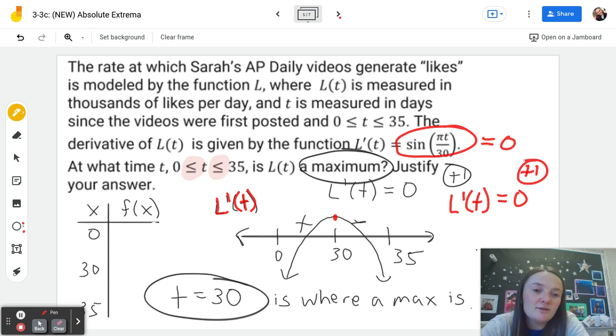Okay, so on my calculator, we went ahead and took a look. When does L prime of t equal 0? When does this derivative, sine of pi t over 30, equal 0? And we got that it equaled 0 here at 30.